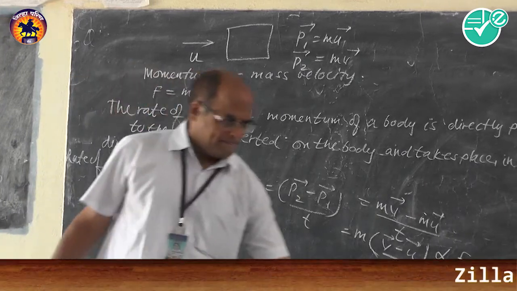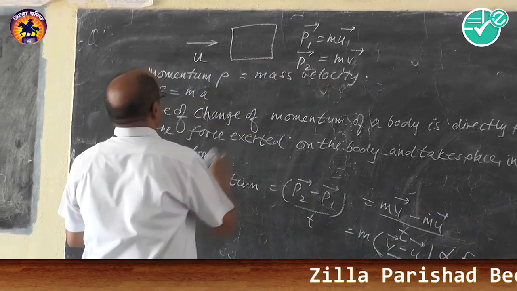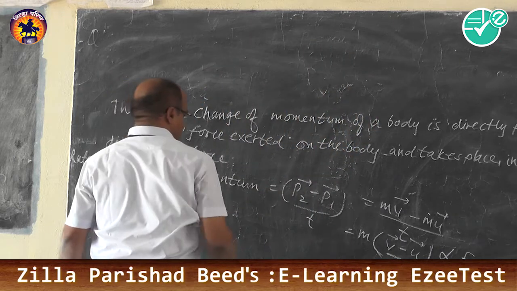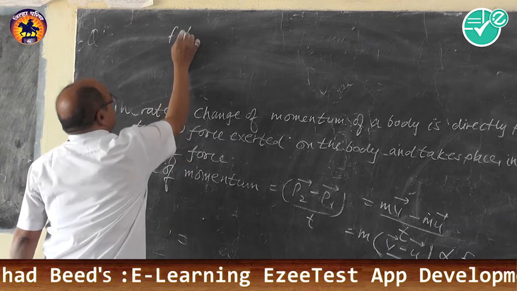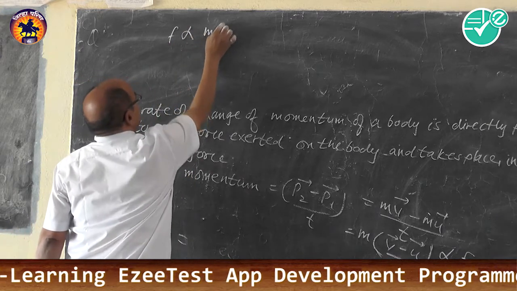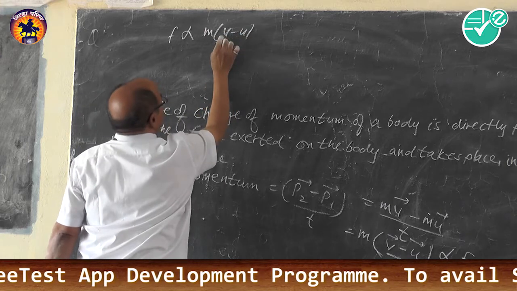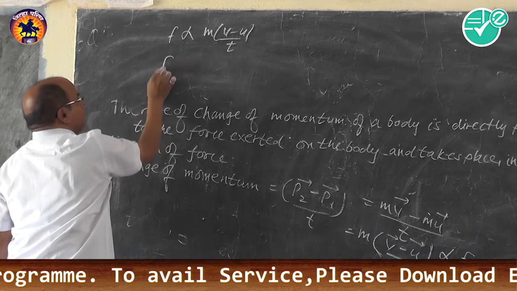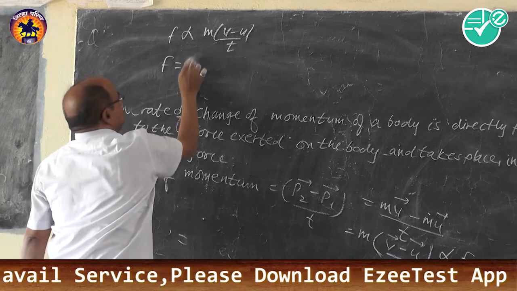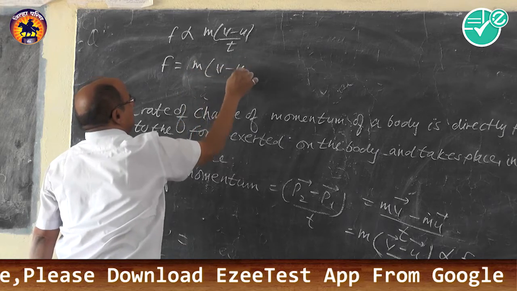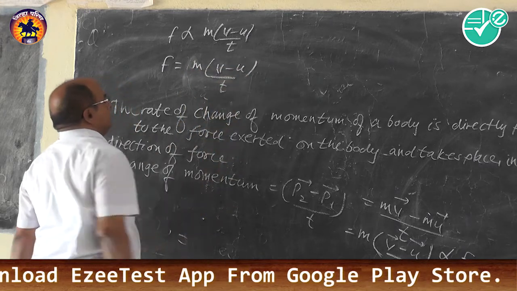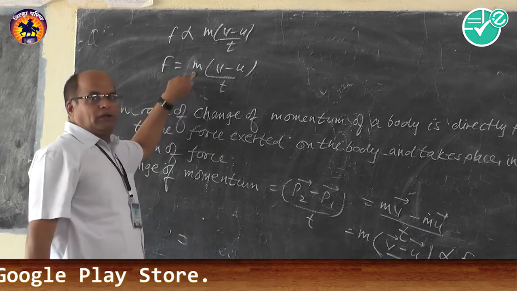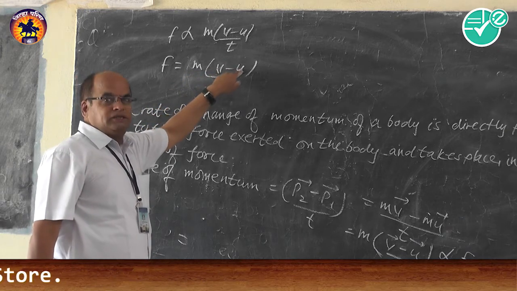Therefore, we can write F is directly proportional to m into v minus u upon t, or removing the sign of proportionality, F is equal to K m v minus u upon t. That is, force is mass applied, m is the mass of the body, v is final velocity, u is initial velocity, t is time.